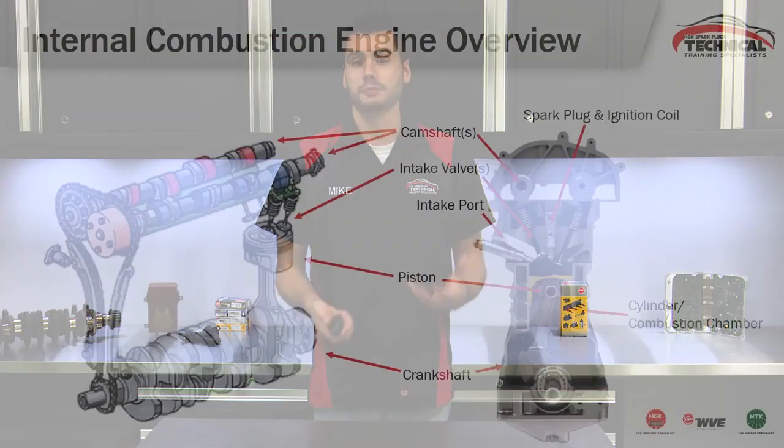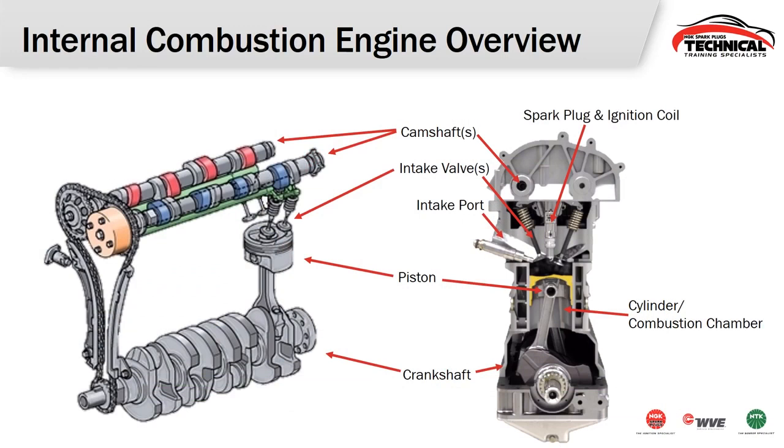We bring it into the cylinder, we bring the piston up, we close both of the valves, and we squeeze that mixture really tight. And then we use our spark plug and ignition coil and the ignition system in general to ignite that mixture at just the right time, just that proper time, and then we force that piston back down and drive that crankshaft around.